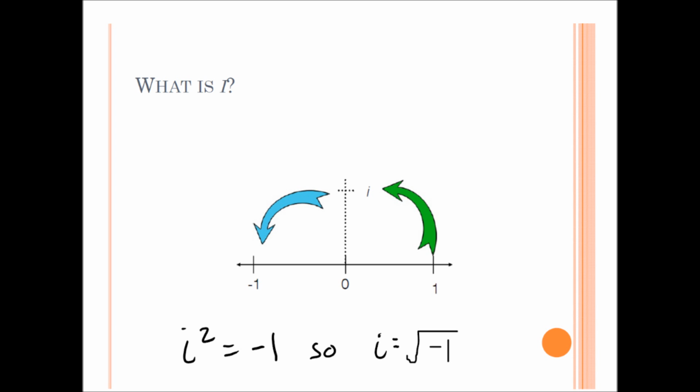Since I squared equals -1, if we take the square root of both sides, then I equals the square root of -1. So that's all there is to finding out what I is.